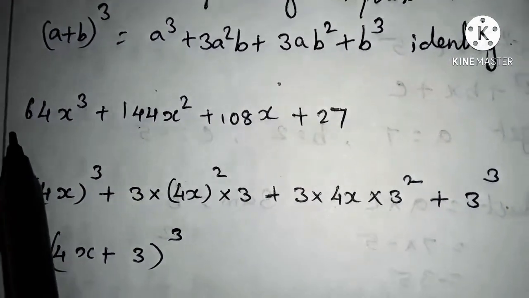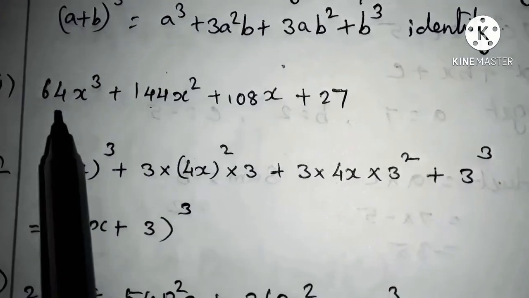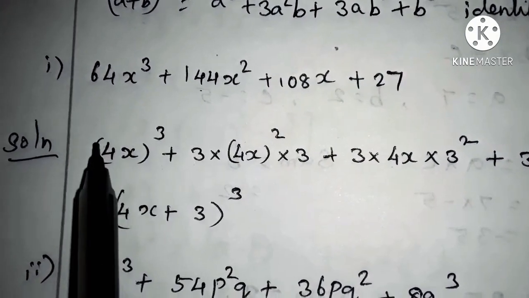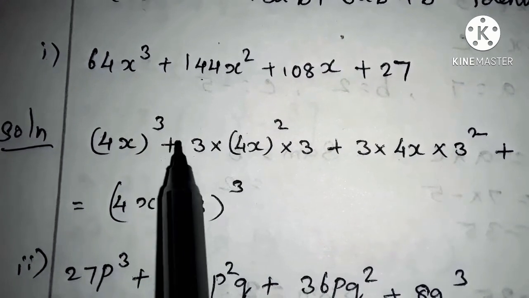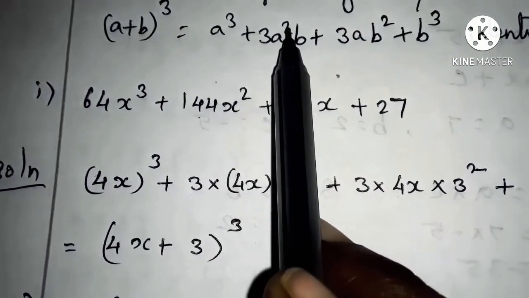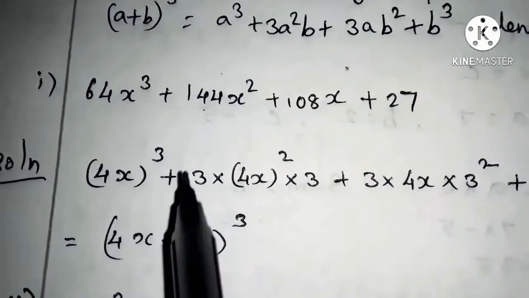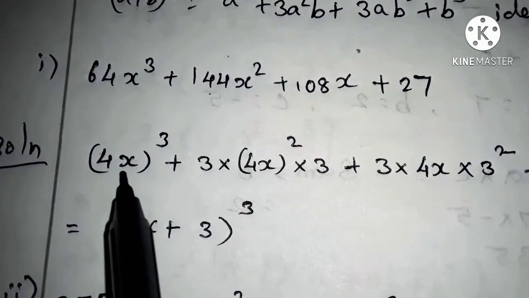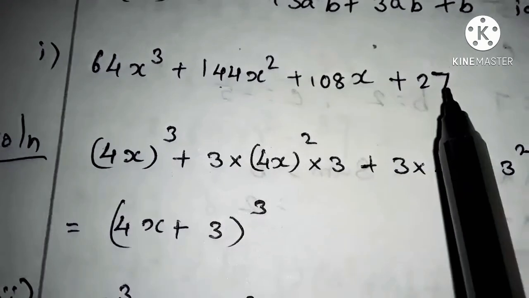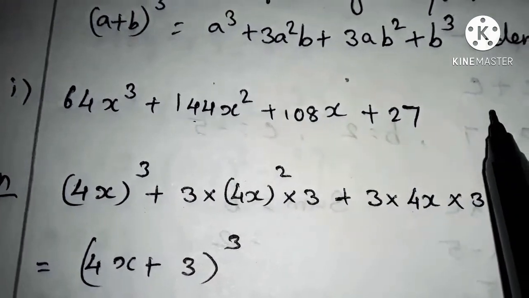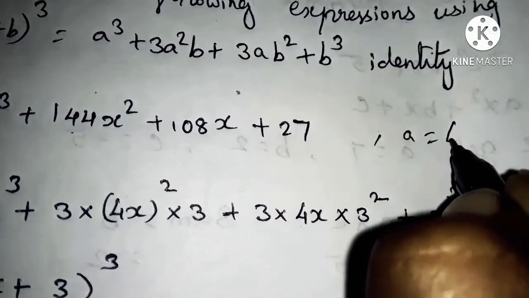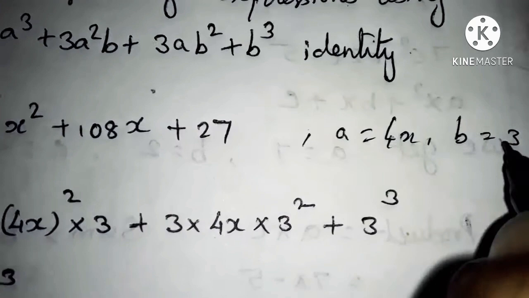First you have to convert the 64x cube in terms of a cube. The 64 can be written as 4 into 4 into 4, that is 4x the whole cube, plus this 144x square, in terms of a and b, you have to write it as 3a square b. So we can write 3 into, for a we are getting 4x, that is 4x the whole square, and the b, this 27 can be written as 3 into 3 into 3. Therefore the value of a is equal to 4x and b is equal to 3.